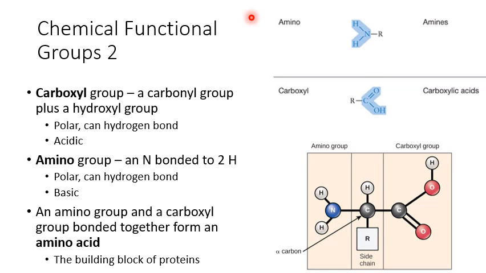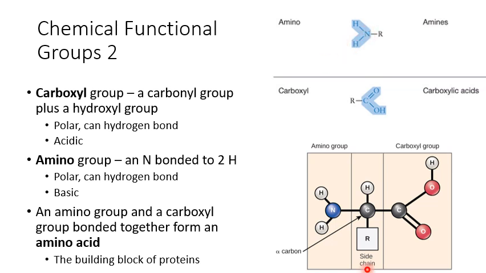Another important functional group is the amino group, which is a nitrogen bonded to 2 different hydrogen atoms. So that's shown over here. You have the nitrogen with 2 different hydrogens attached to it, and then just the rest of the molecule also bonded to it, because nitrogen can form 3 bonds. So the amino group is also polar. You have a nitrogen bonded to hydrogens.